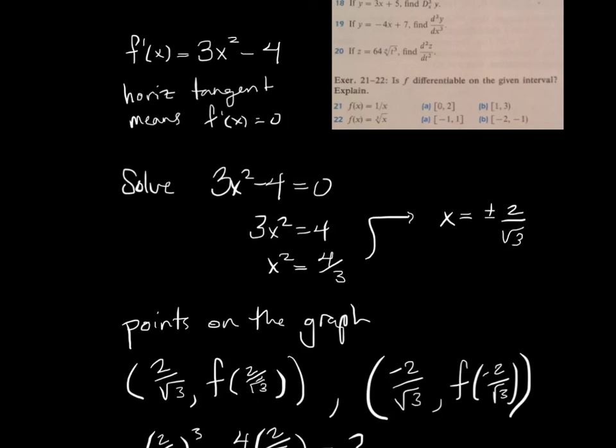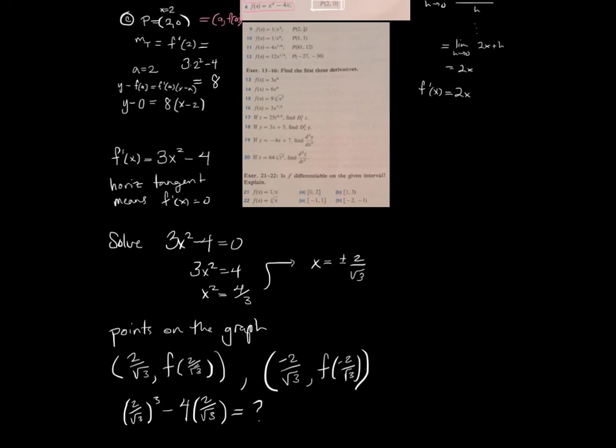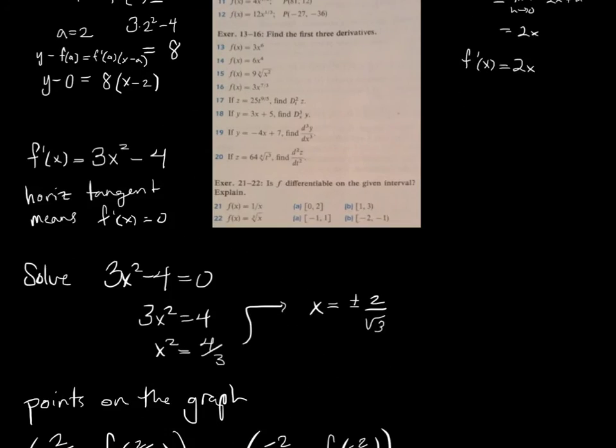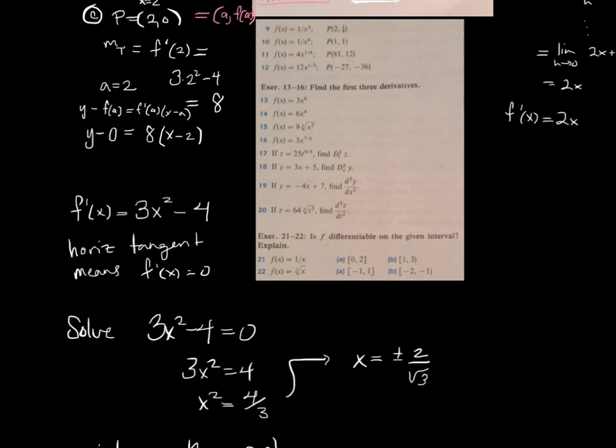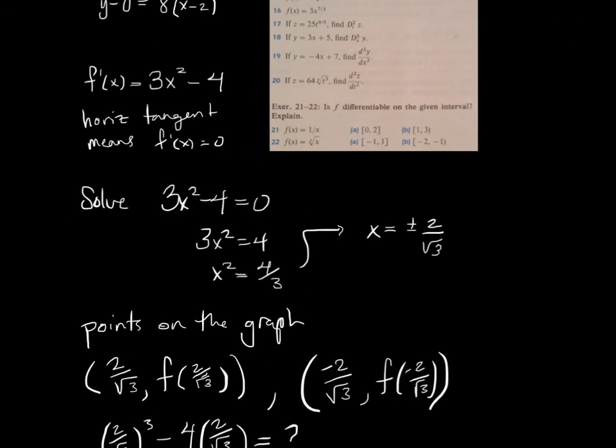Summing up, what did we do? We first used the rules to find the derivative, then we found the equation for the tangent line, then finally the horizontal tangent is exactly where the derivative equals 0.